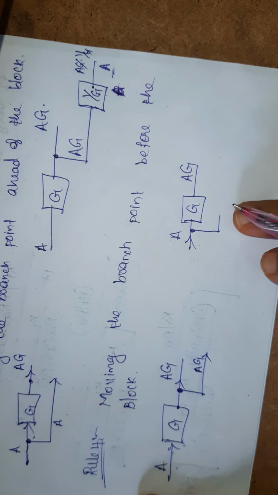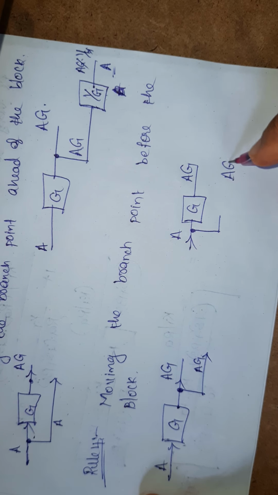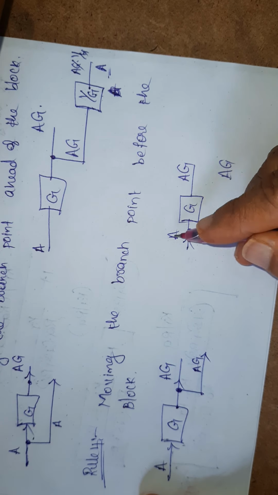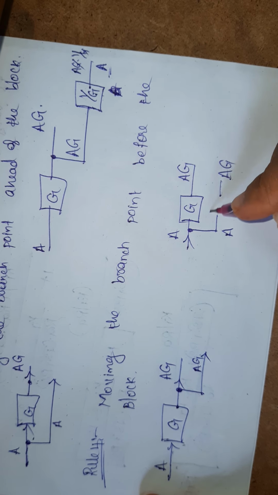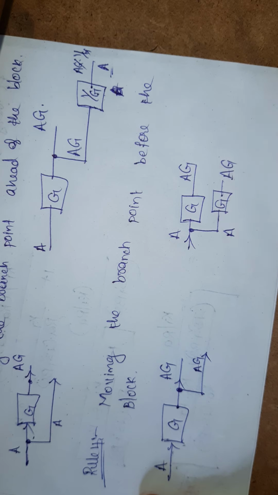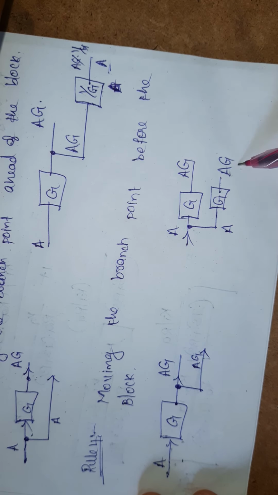Okay, if I want to shift this point here, what is the output I have to get? AG. But what is it taking? A. To get AG, what do we have to do? It should be multiplied with G. A into G will give us AG only. Okay, we are reducing the blocks by moving the branch points such that there won't be any changes in input or output.